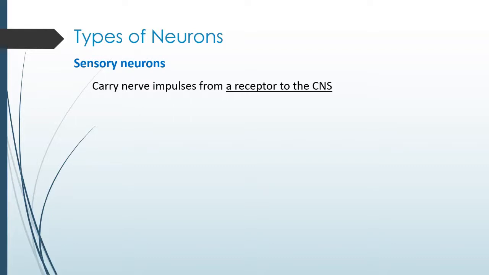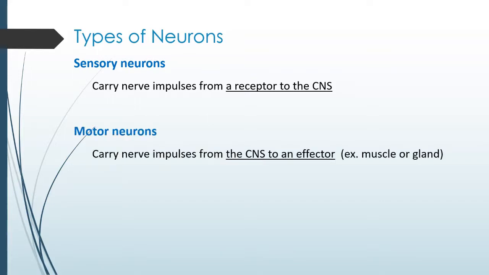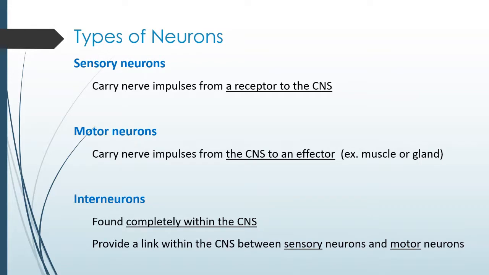Now we have been studying the different kinds of neurons. Let's learn how to differentiate these three neurons. The sensory neurons carry nerve impulses from the receptor to the central nervous system, that is your brain or your spinal cord. The motor neurons carry nerve impulses from the central nervous system to the effector, that could be your muscle or any of your glands. And the third one is your interneurons, also called relay neurons, which are found completely within your CNS. Basically, they provide a link within the CNS between the sensory neuron and the motor neuron.